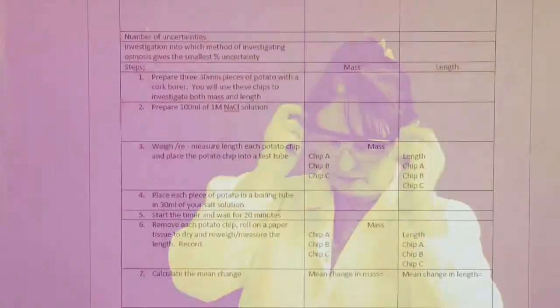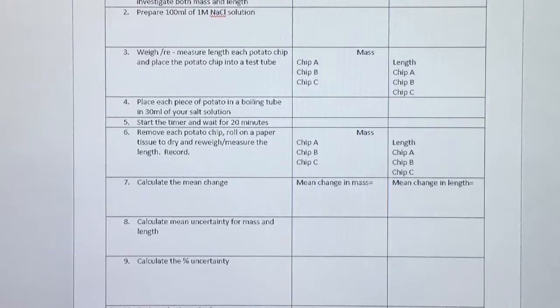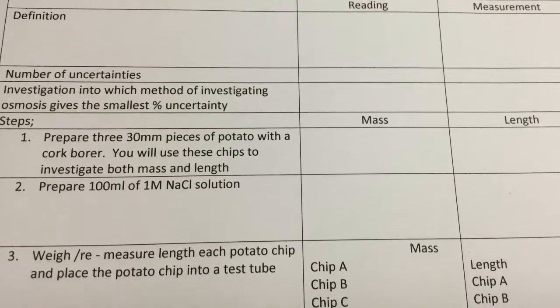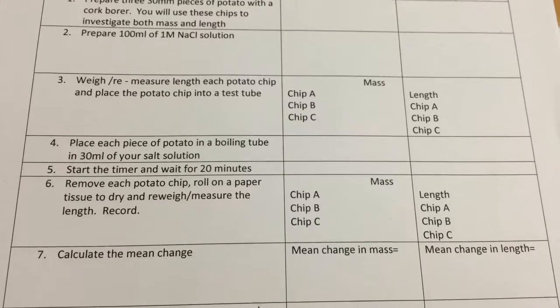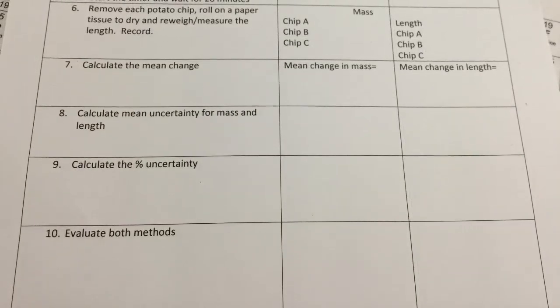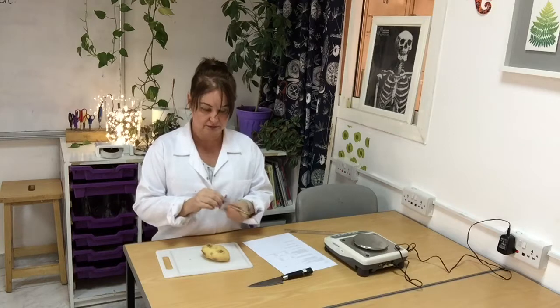Okay, so in this experiment, we're going to investigate uncertainty in a reading and a measurement. And we'll be finding out which gives us the biggest uncertainty. We will also consider how to deal with uncertainty when you calculate a change in mass or a change in length. I'm going to use the potato experiment that we used in required practical 3.